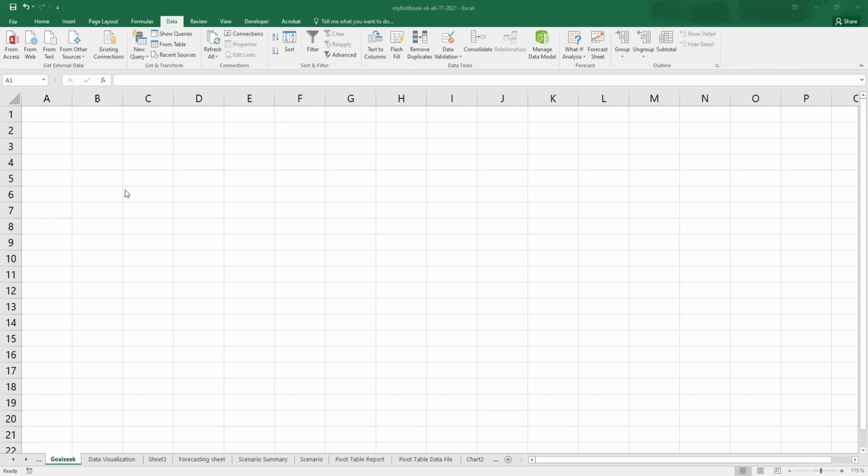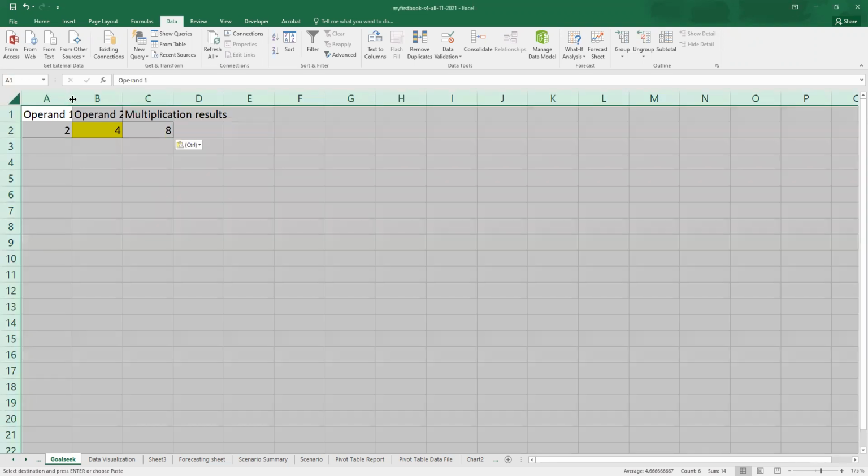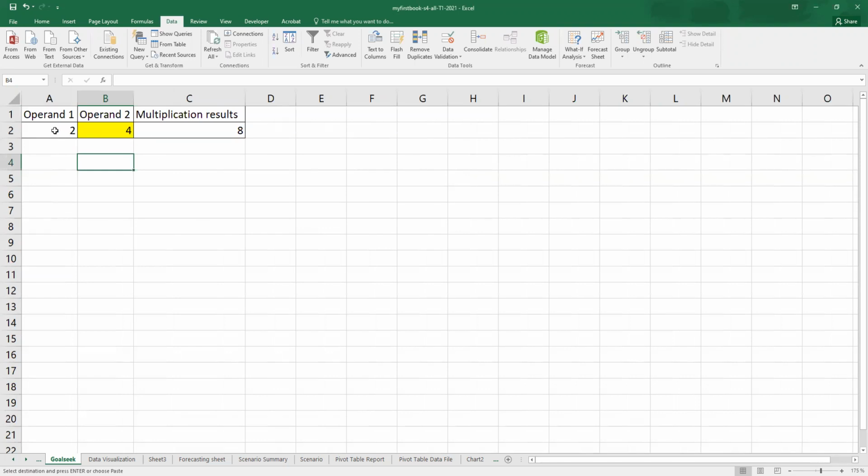For example, if we have data like this, in one calculation, suppose we say that we have two operands doing something together. For example, this is multiplication. In order to get number 8 in C2, it is B2 times A2. So that means, in this case, suppose you would like to get C2, it means that you have to know both operand 1 and operand 2.